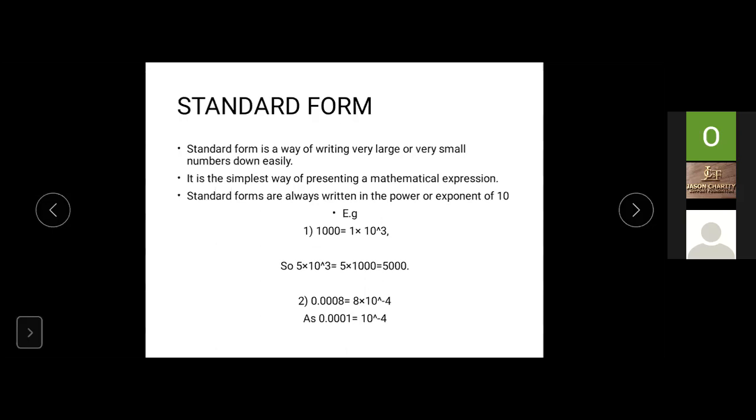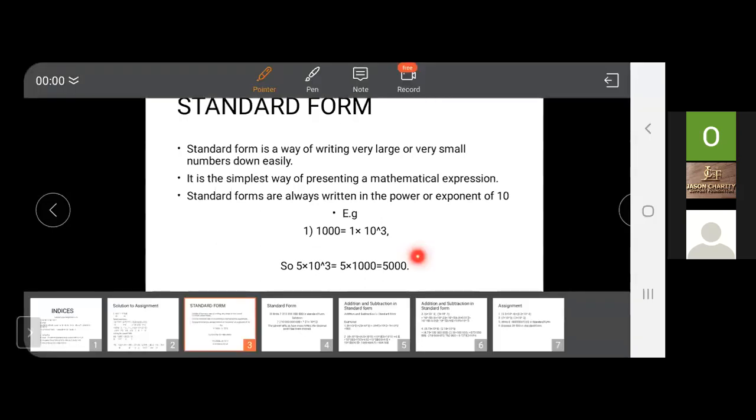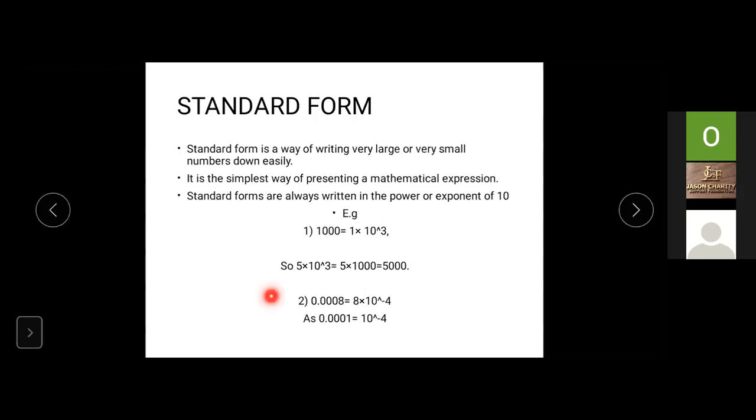The second example, if we want to write 5 times 10 raised to the power of 3, 10 to the power of 3 is 1,000. So that gives us 5 times 1,000, which is 5,000. Then we have 0.0008. So standard form is not only used in whole numbers. Standard form can also come into play where we have decimal numbers.